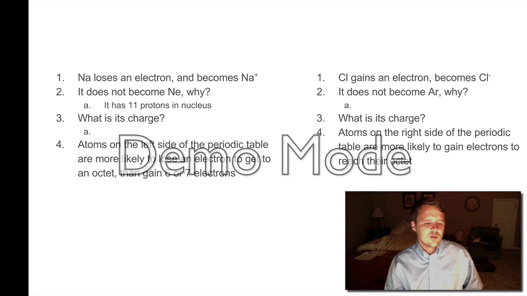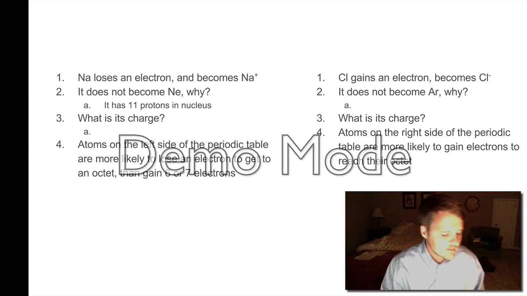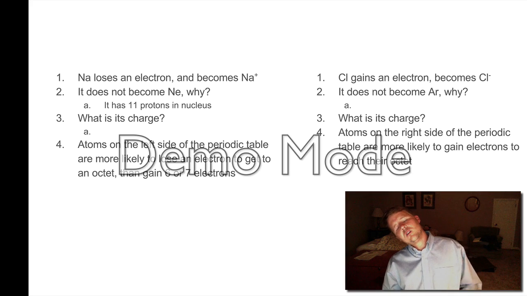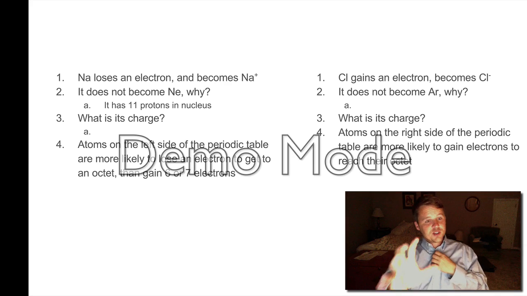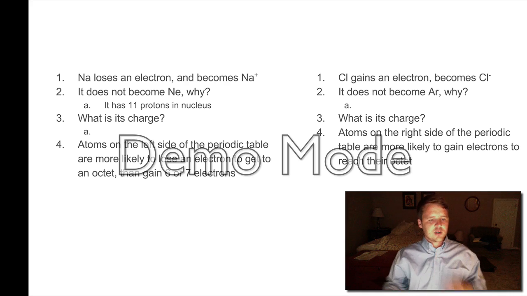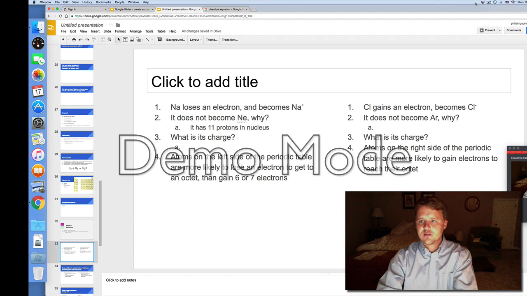And just kind of loosely remember that atoms on the left side of the periodic table are more likely to lose an electron to get to an octet than gain 6 or 7 electrons. Can you remember that? Just remember that it's easier to lose 1 or 2 electrons to get to your octet, which a lot of these atoms like. They like getting to their octet, than to gain 6 or 7 electrons.